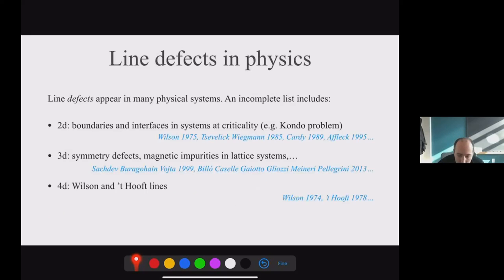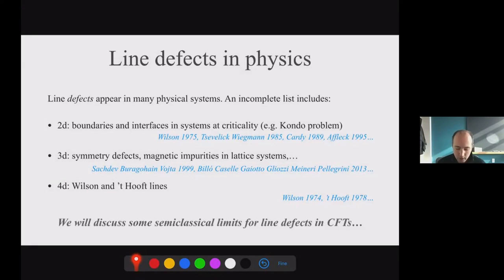As you guessed from the title, the talk will be about line defects in physics, in particular line defects in conformal field theories. Many examples have been mentioned. For today, it will be important to mention magnetic impurities in lattice systems, so in condensed matter systems. This can be an interesting topic even if you're not interested in condensed matter, because these share a lot of similarities with Wilson and 't Hooft lines in 4-dimensional conformal gauge theories. Today I'll discuss, as the title says, some semiclassical limits.